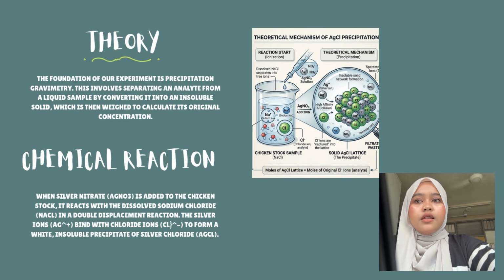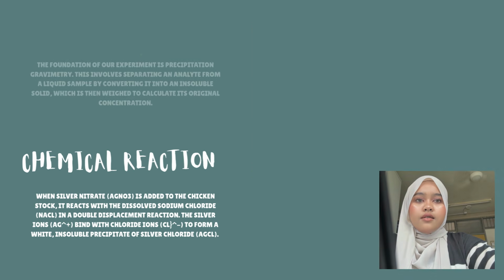Because silver has an extremely high affinity for chloride, they instantly bind together upon collision. This forms a solid network called an AgCl lattice, which appears as a dense, white precipitate. Since it's completely insoluble, we can easily filter, dry, and weigh the solid to calculate the exact salt content.